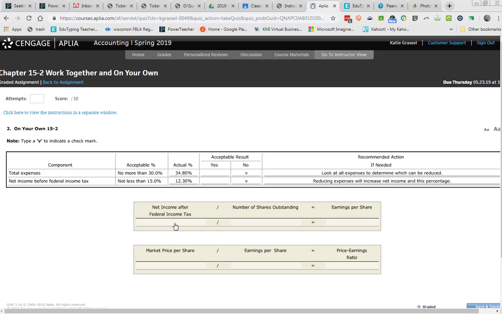Now, let's go through and calculate our earnings per share. We do it exactly the same way. We put in our net income after federal income tax of $68,609.37. How many shares of stock do we have? 8,000. So less shares of stock for this company. So we have $8.58 per share of stock. Our market price is $104.50. Earnings per share is $8.58. So your price earnings ratio is 12.2.